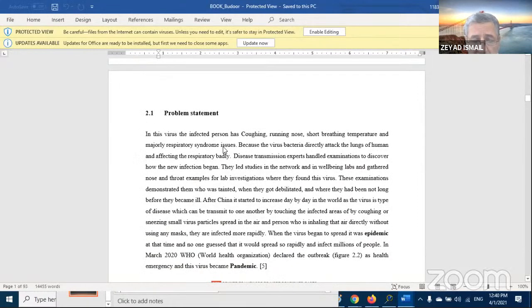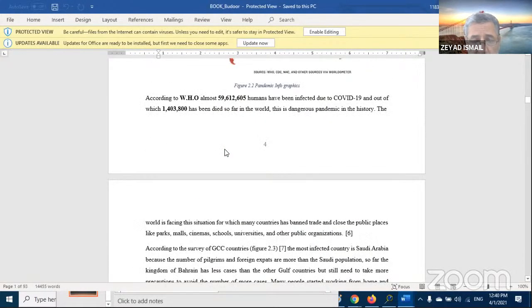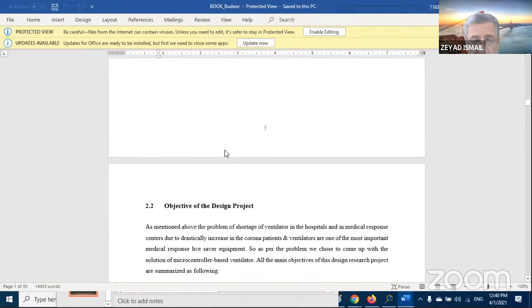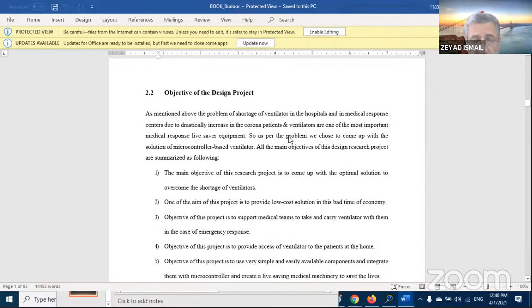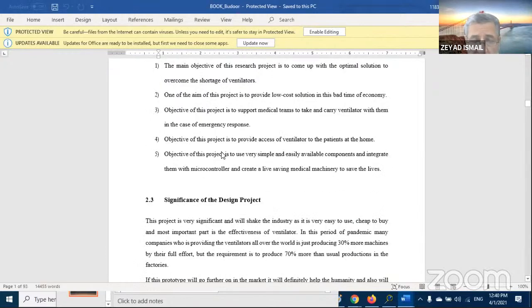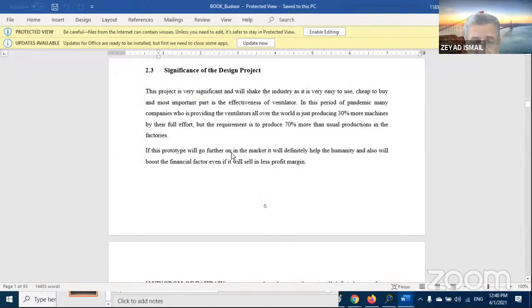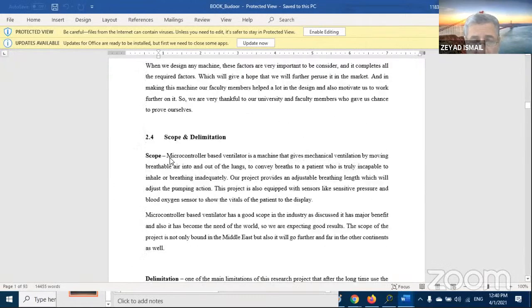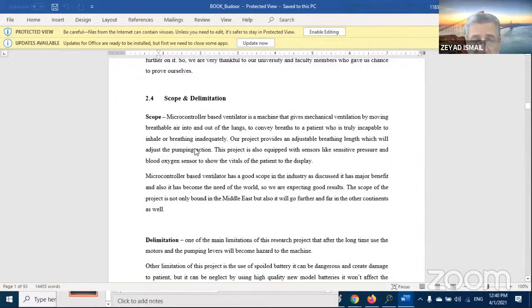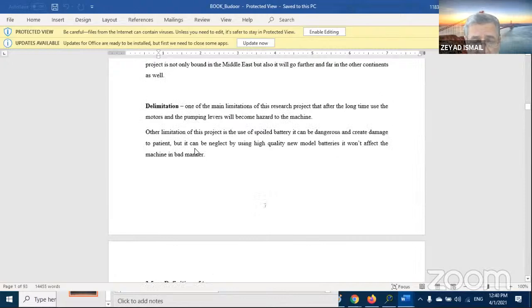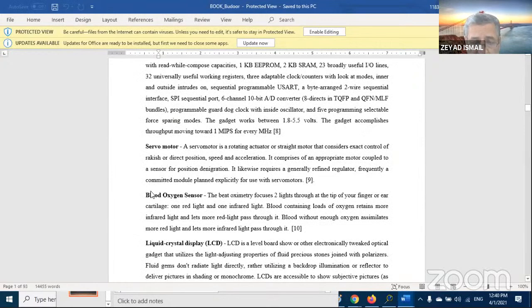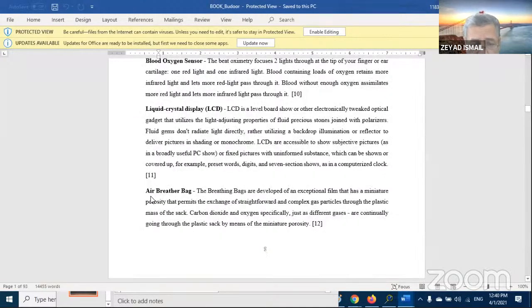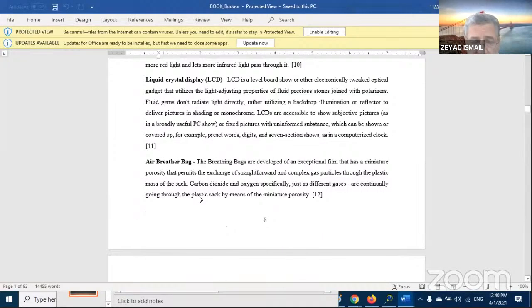Problem statement, as we see here: what is the problem behind it? Then the objective for the design project, what is the objective? Significance of the design. Scope and delimitation, what are the problems they might face? Then definition of terms. These are definitions, for example, servo motor, blood oxygen sensor, what are they? And air breather bag, and so on.